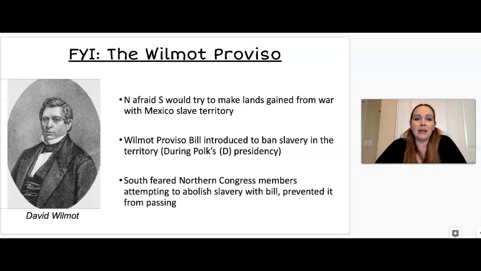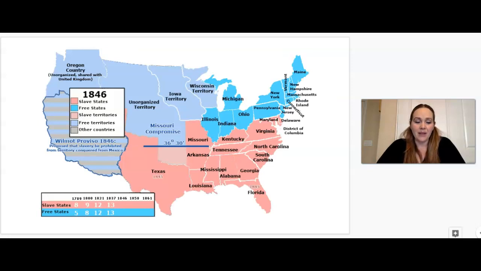And so the Southern members of Congress, who agreed with the Southern pro-slavery viewpoint, stopped the bill from passing. So the Wilmot Proviso does not pass. It is not guaranteed that there will not be slavery in the Mexican Cession lands. Okay, well, now what? So here's a map of what I'm talking about, just so you know.